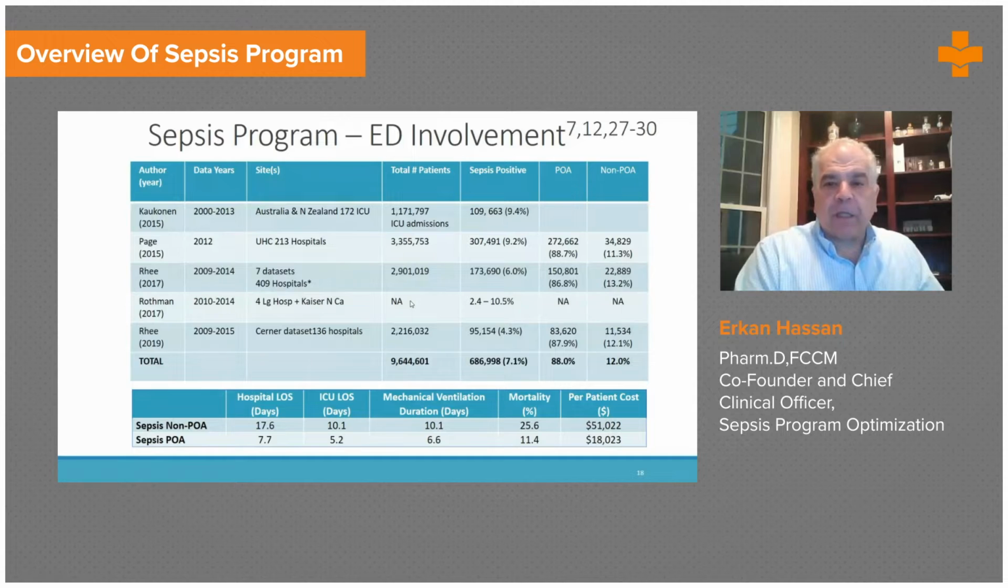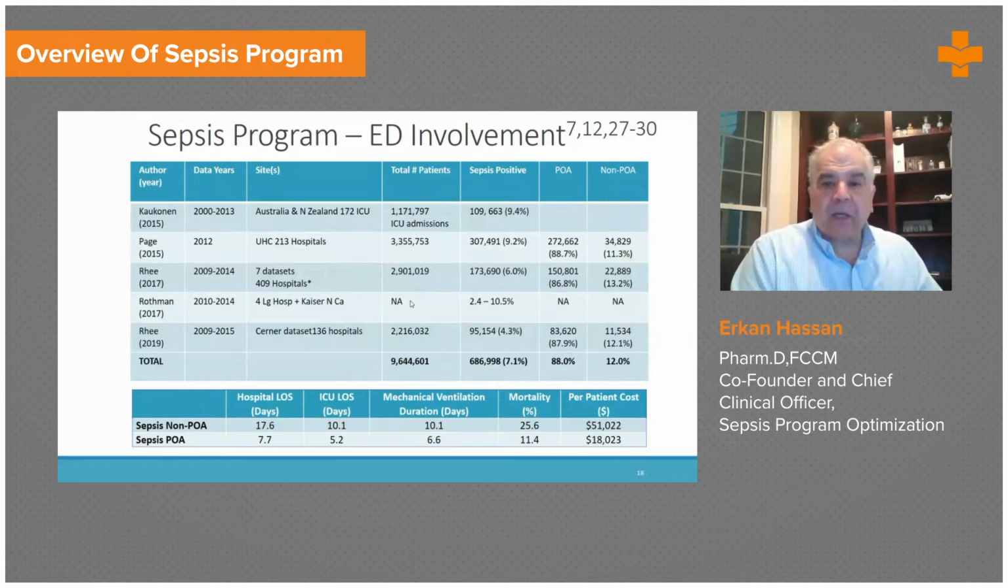Is there a difference in outcome between present on admission and non-present on admission sepsis patients? The answer is there's a dramatic difference. If you look at the bottom table, these are sepsis non-POA and POA patients. Hospital length of stay, if it's present on admission, is about 8 days. It's about 18 days if it's not present on admission, if you missed it or if it was a late complication. ICU length of stay doubles, from 5 days to 10 days.